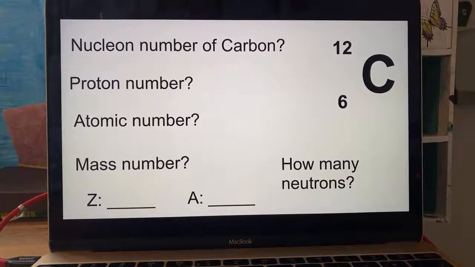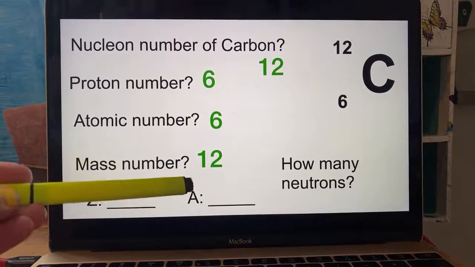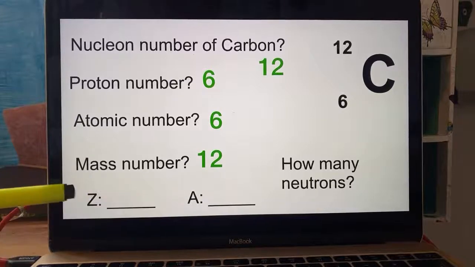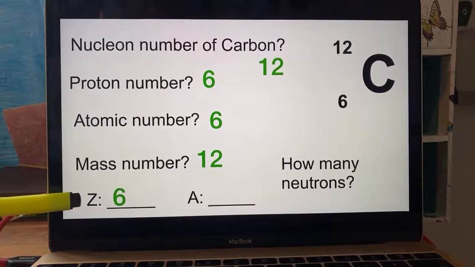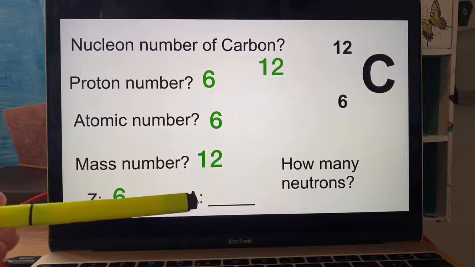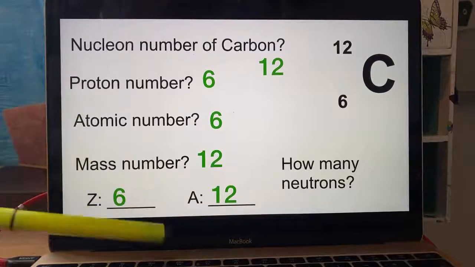The nucleon number of carbon is 12. It's got 12 protons and neutrons added together. The proton number is 6, because it's the smallest number. That just makes sense. The atomic number is the same as the proton number, so it's also 6. The mass number is just the mass of the carbon atom, and we don't count electrons because they're tiny, so that's also 12. The A doesn't stand for atomic number, so Z is the atomic number, so Z is 6. And A stands for mass number because science hates you, so that is 12.